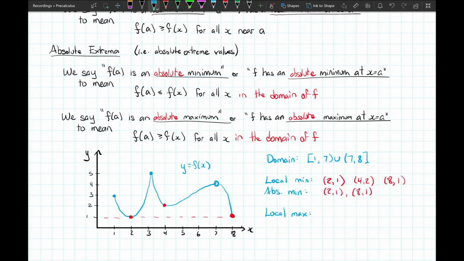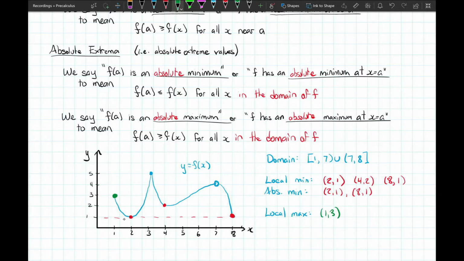Local maximum values are going to be wherever we're at the highest point nearby. Well, starting at the coordinates 1, 3, we already have a place that seems to be the highest value nearby. Traveling either direction, either we're traveling out of the domain, which we can't do, or we're traveling downwards. So that is a local maximum value at 1, 3. Wherever we're decreasing, we can't get a local max.